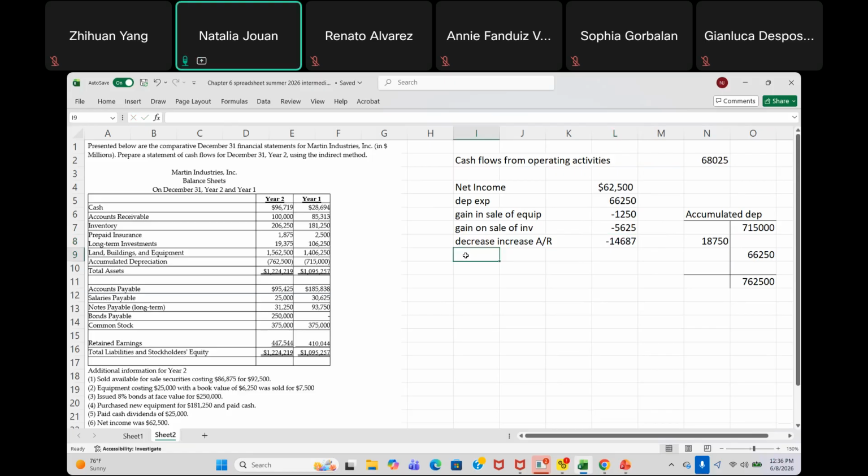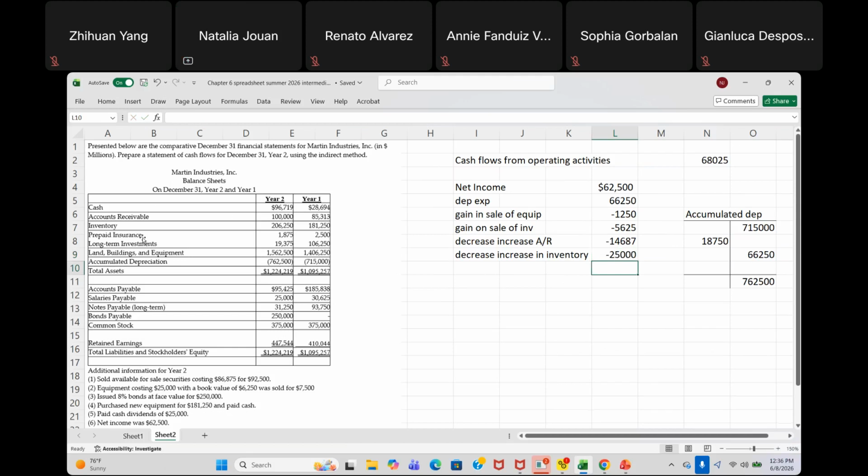Okay. That means that we are decreasing. Decrease, increase in inventory. Okay. All right. In this case, we have 181,250 minus 206,250. Okay, so we have an increase in inventory of 25,000. So we're gonna decrease, right?